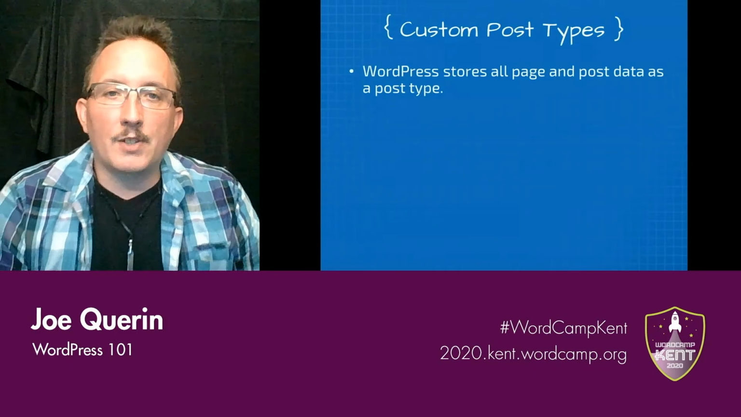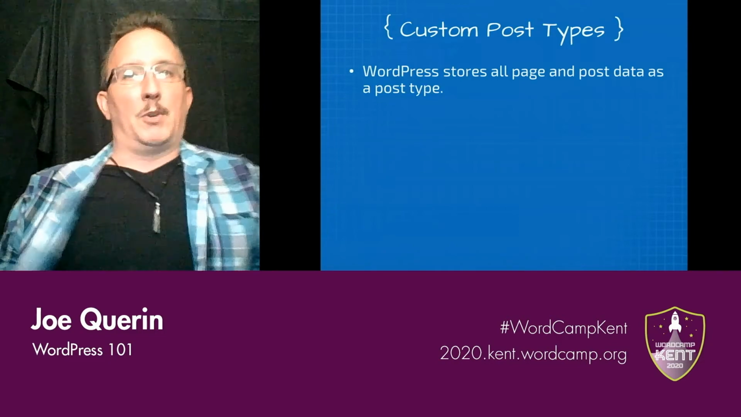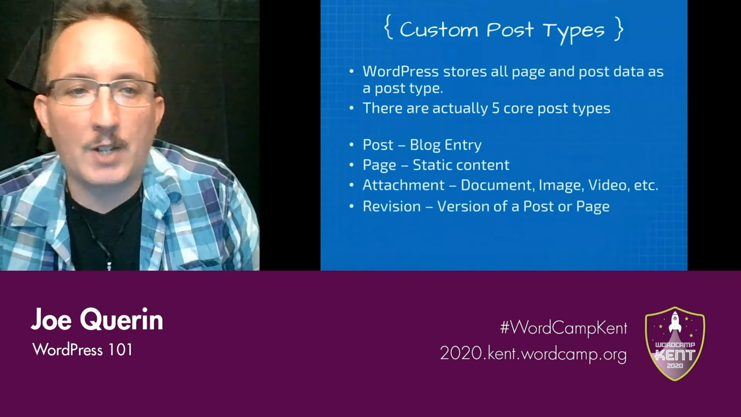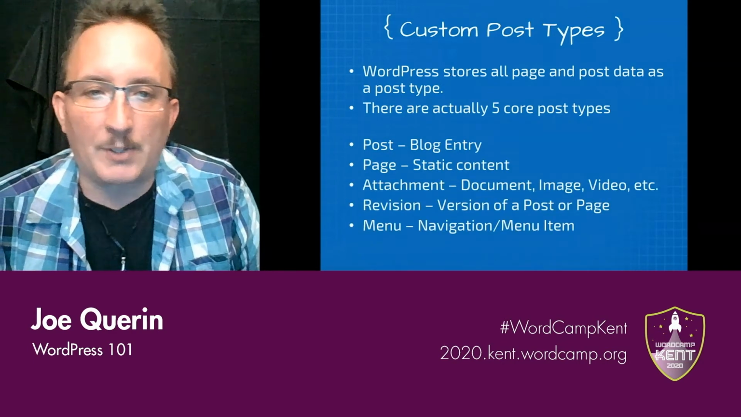So WordPress stores all page and post data as a post type, believe it or not. And in WordPress, there are actually 5 core post types. There's the post, which we're familiar with as the blog entry.